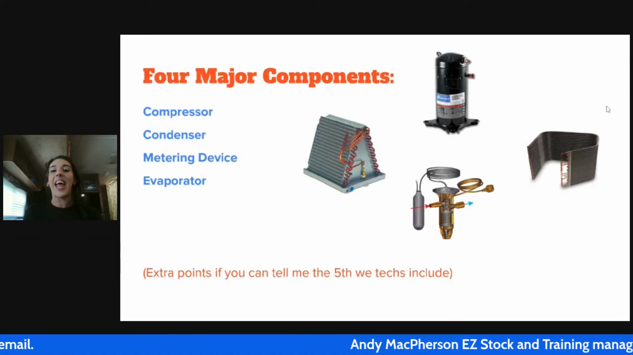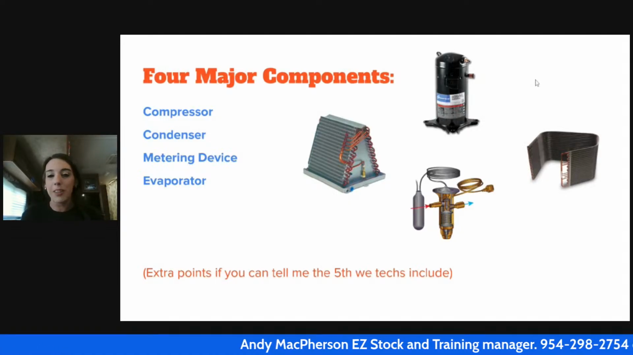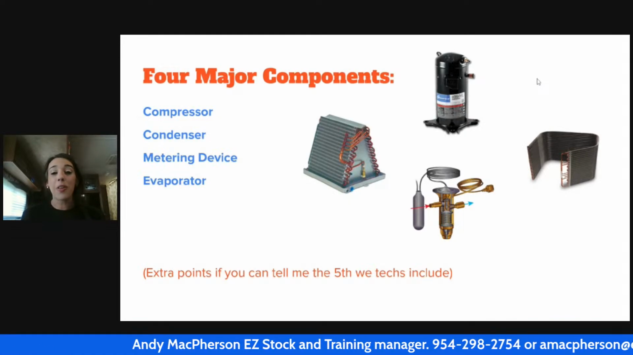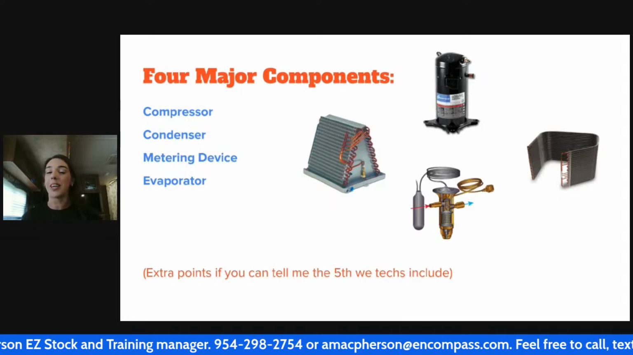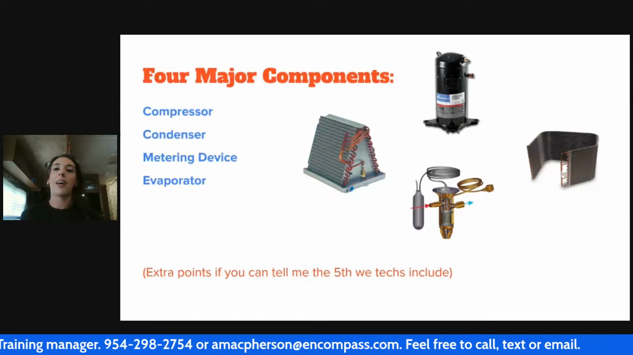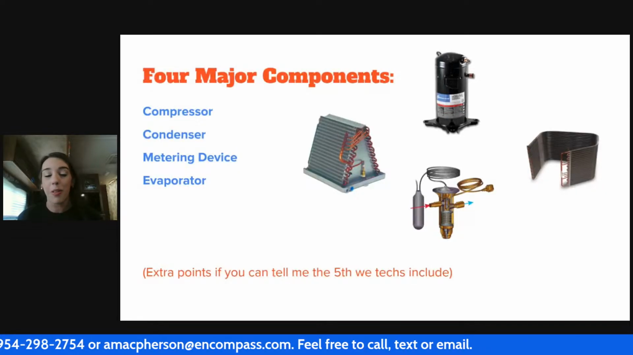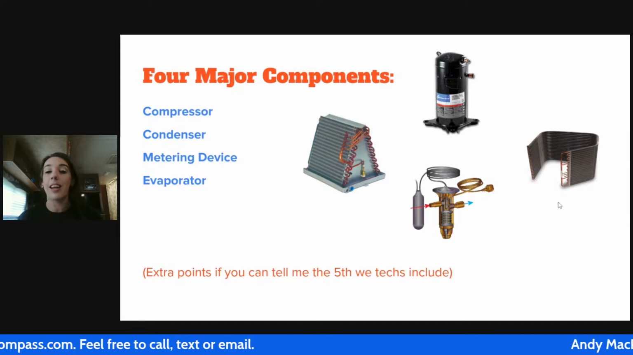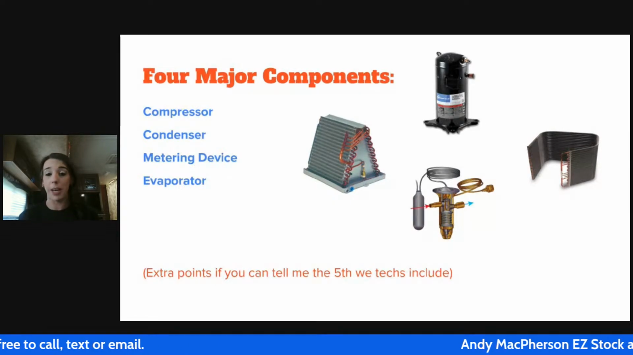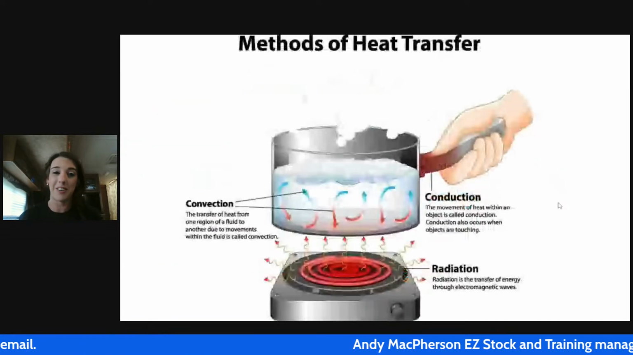We can't do anything with any of these components if we don't have a way to control them. So a thermostat is 100% necessary. Therefore, it should be the 5th component. But when we look at textbooks and the teaching of the past, we don't talk about the thermostat as being a major component. It has to be, because we cannot turn any of this on without a thermostat, unless we're just jumping out boards over here, which we don't want to do.